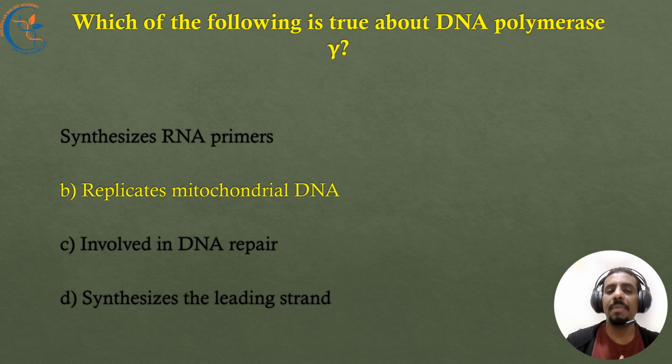DNA polymerase gamma replicates mitochondrial DNA, ensuring the genetic material in mitochondria is accurately copied. So the correct answer here is replicate mitochondrial DNA.